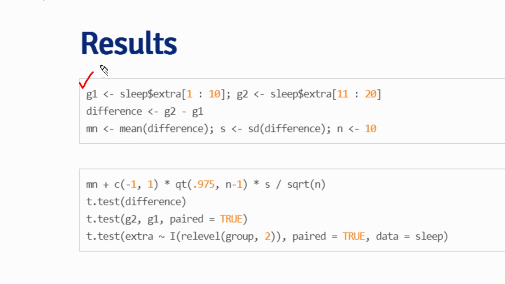Here I grab the first 10 measurements, which are subjects 1 through 10, and here I grab the latter 10 measurements, which is subjects 1 through 10 on the second medication. The difference then is group 2 minus group 1. Here, the vector-wise subtraction makes sense because I grabbed them in the specific order. The mean of the difference is just mean, and the standard deviation of the difference can be obtained with the function sd. Here, I define n to be 10.